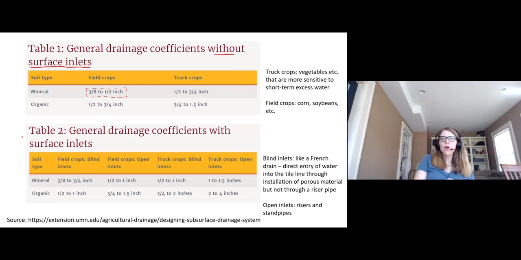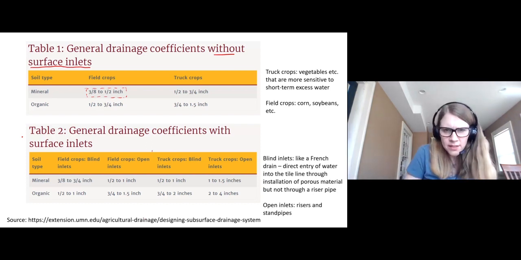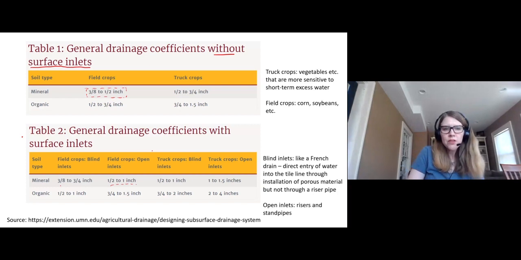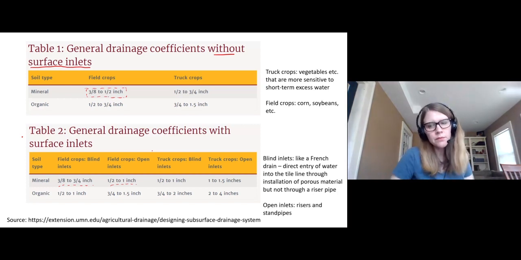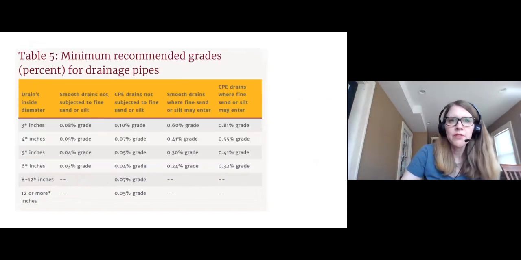So those open inlets that allow water directly into the tile drain from the surface, we're going to see that those, for the same circumstances, will allow a little bit more water in than routing water through the porous material, but the porous material will have a higher drainage capacity than when that material is entirely soil. Okay? And then, so what do we do with this information?